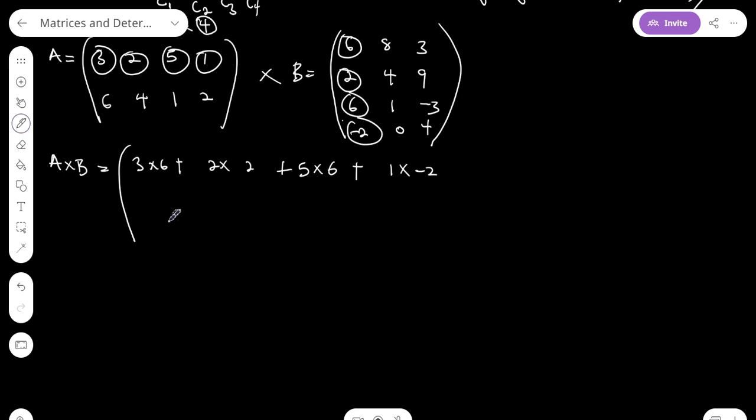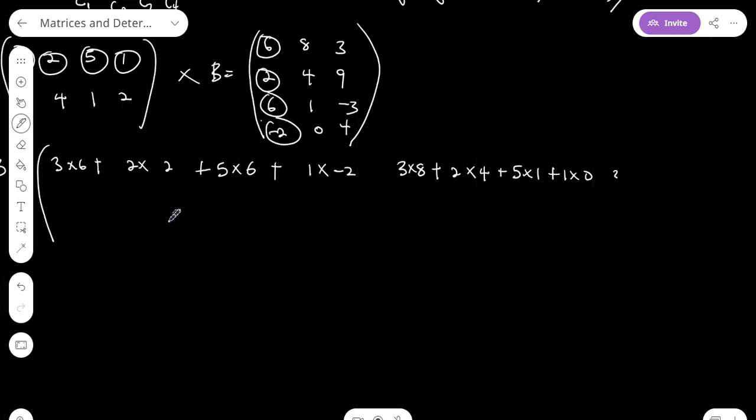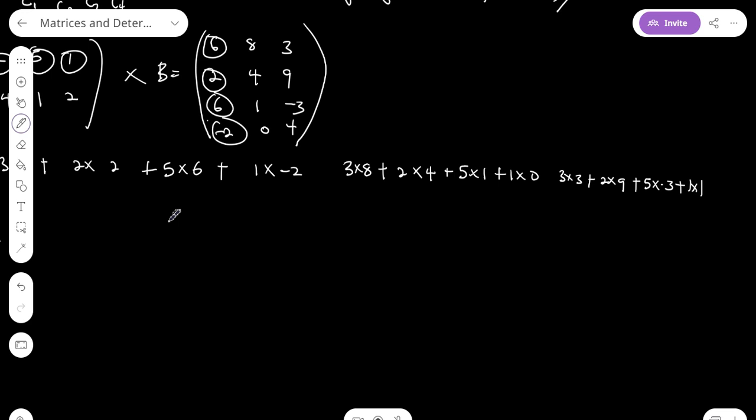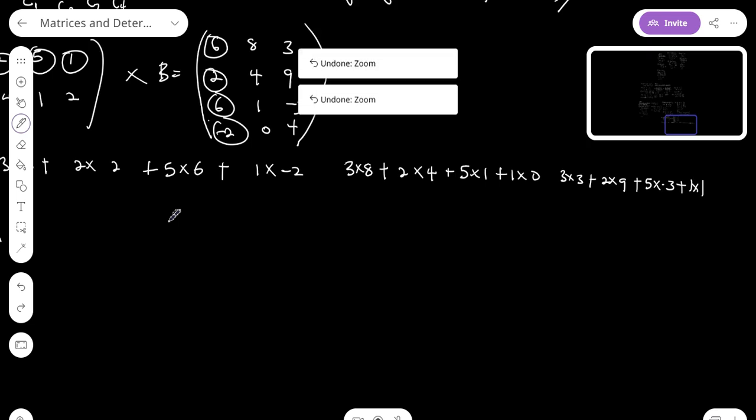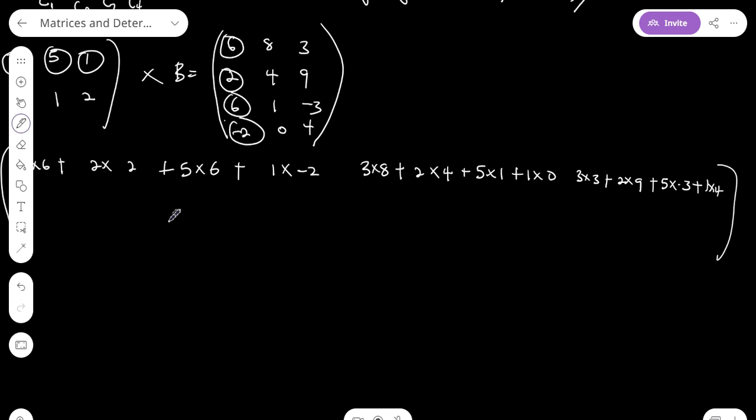Now, row 1 will also multiply column 2. So which means we have 3 multiplying 8 plus 2 multiplying 4 plus 5 multiplying 1 and then plus 1 multiplying 0. Here, row 1 will also multiply column 3 so that we have 3 multiply 3 plus 2 multiply 9 plus 5 multiply minus 3 and then plus 1 multiplying 4. And then that's it.